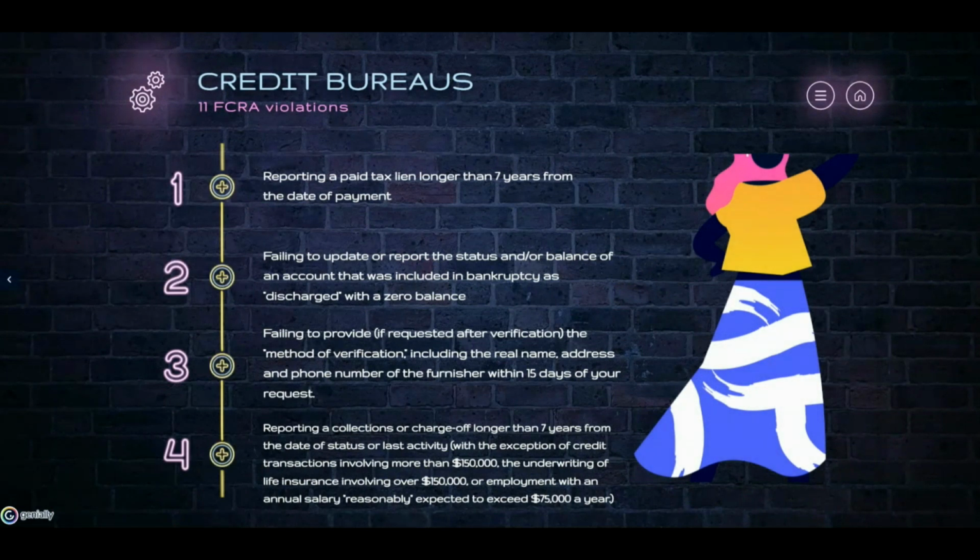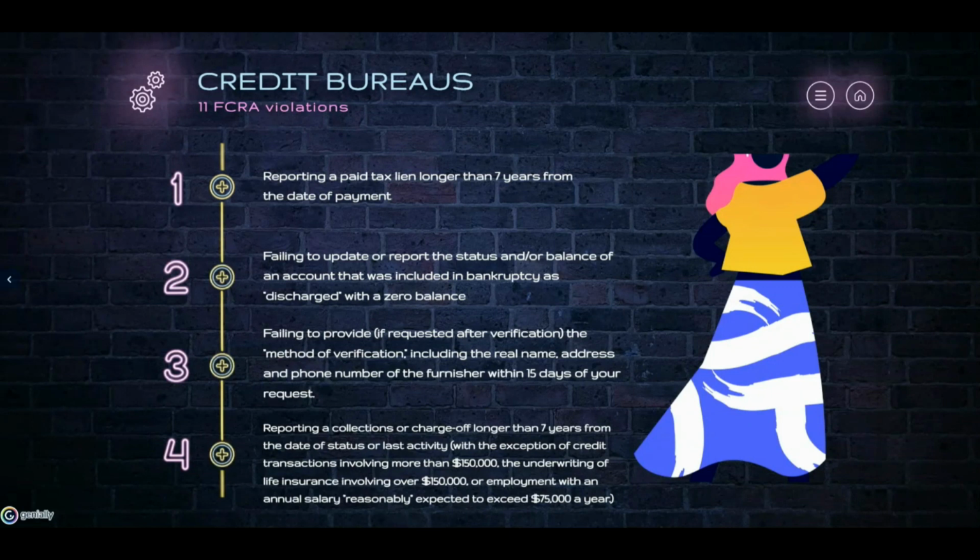Failing to update or report the status and or balance of the account that was included in bankruptcy as discharged with the zero balance. Failing to provide, if requested after verification, the method of verification, including the real name, address and phone number of the furnisher within 15 days of your request, reporting a collection or charge-off longer than 7 years from the date of status or last activity. And just so you know, there are exceptions of credit transactions involving more than $150,000, the underwriting of life insurance involving over $150,000, or employment with an annual salary reasonably expected to exceed $75,000 a year.